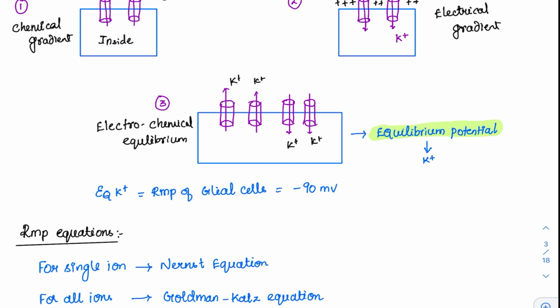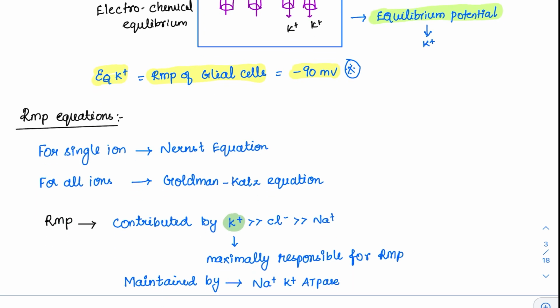But for a glial cell, what is the resting membrane potential? For a glial cell, there is only one channel open, that is potassium. So the equilibrium potential of potassium becomes the resting membrane potential of the glial cell. And this value is around minus 90 millivolt. This minus 90 is the resting membrane potential for the glial cell and it is the equilibrium potential for the potassium also. But if I calculate it for all the ion channels, then it becomes the resting membrane potential of a normal cell. Then these equations are given by certain formulas.